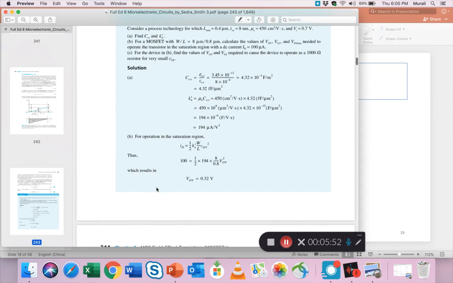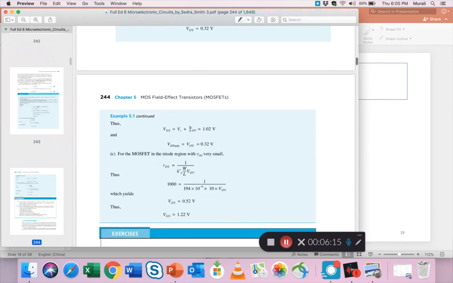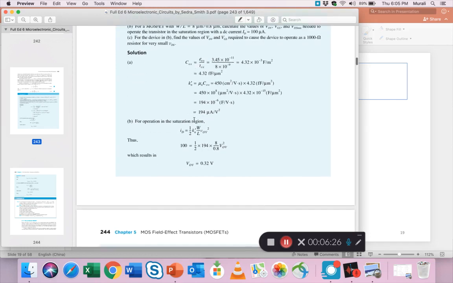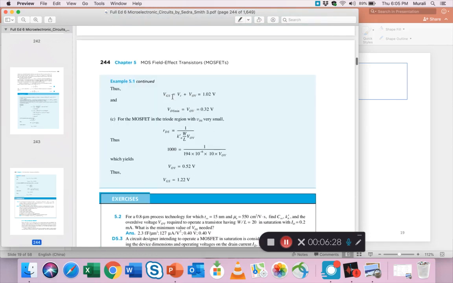Part B, for operation in the saturation region, a certain current has been given, the current through the device basically. We generally show it as ID, but it's actually ID or IDS, however you want to call it. It's related to the over voltage in this way, so you come up with the over voltage value. Once you have the over voltage, you know Vt is a constant. It's probably given somewhere here. Yeah, it's given as 0.7. So from there you can calculate VGS.